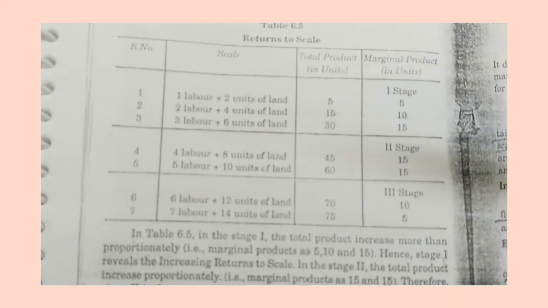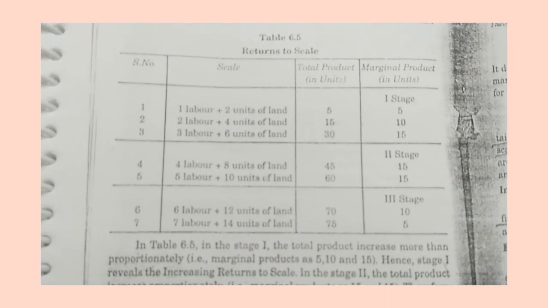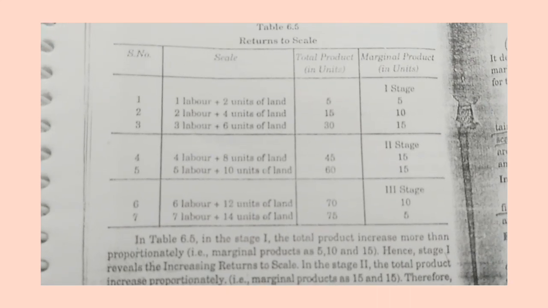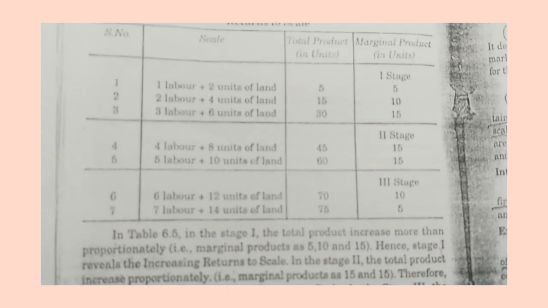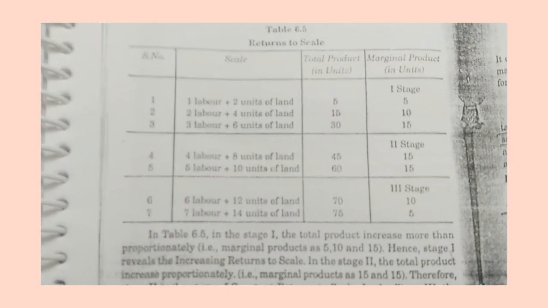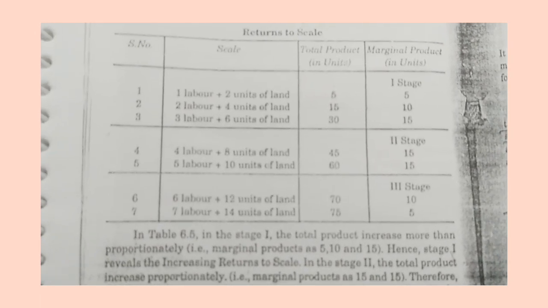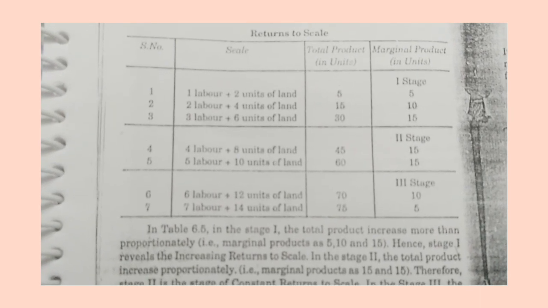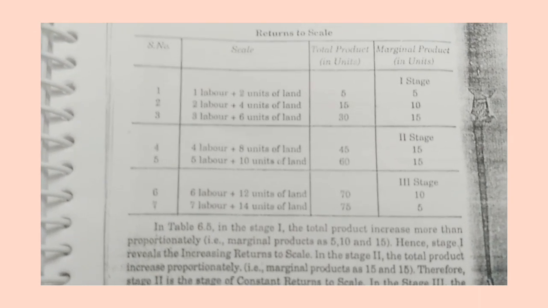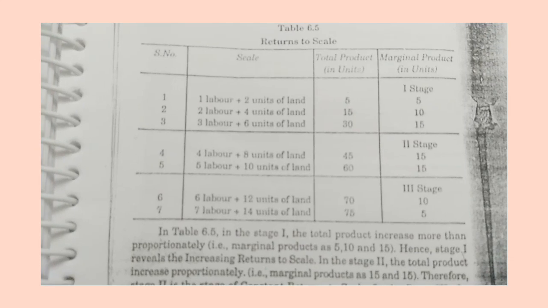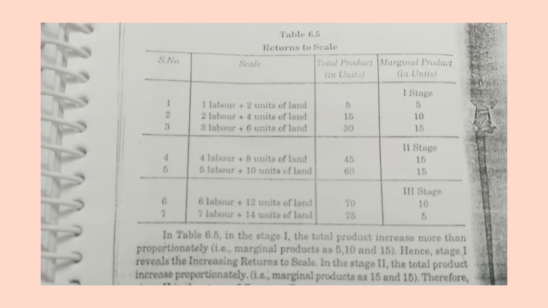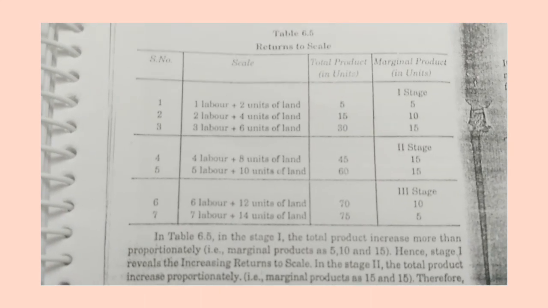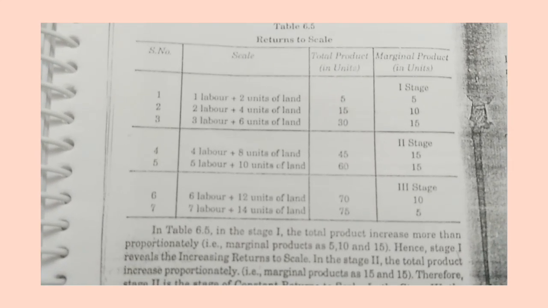This table explains the law of returns to scale. We know that there are four factors of production: land, labor, capital, organization. So x1, x2, x3, x4. For simplification purposes, we are taking only x1 and x2, that is labor and land. So Q is a function of x1 and x2, that is, output is a function of labor and land. So in the long run, we are changing two factors, that is all the factors, labor and land. What happens to the output?